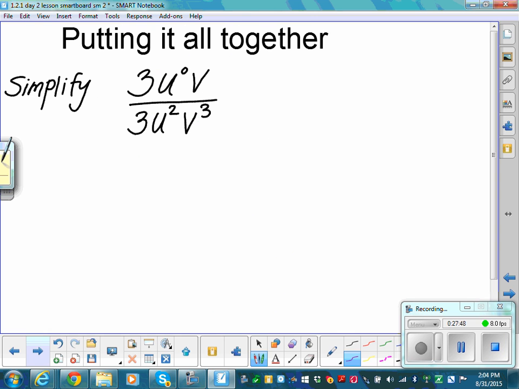Okay. Guys, let's do another one. I promise you, you're going to need them. Because once you start doing this on your own, it gets hard, especially if you haven't seen a few examples. So we're almost there. Stay with me. 3u to the 0 v divided by 3u squared v cubed.